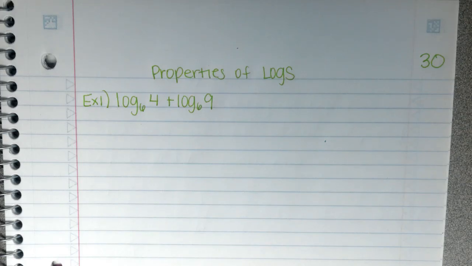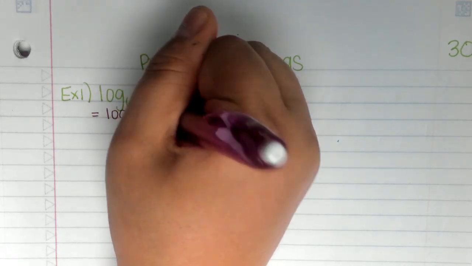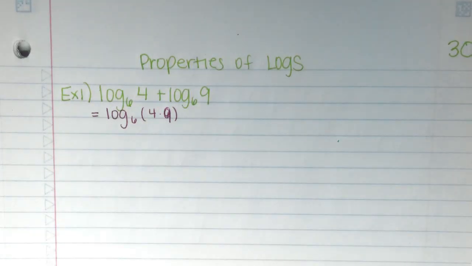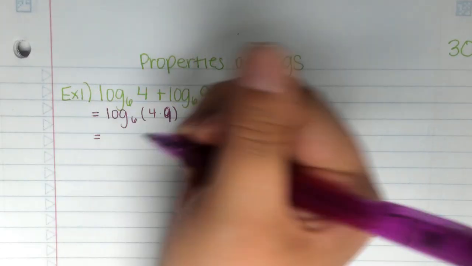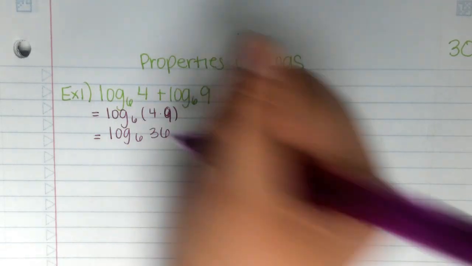Alright. I guess I'll use purple. Okay. What do I do first? It's adding, so I'm going to have to multiply. So this is going to become the log base 6 of 4 times 9. Shh, boys. That's log base 6 of 36.